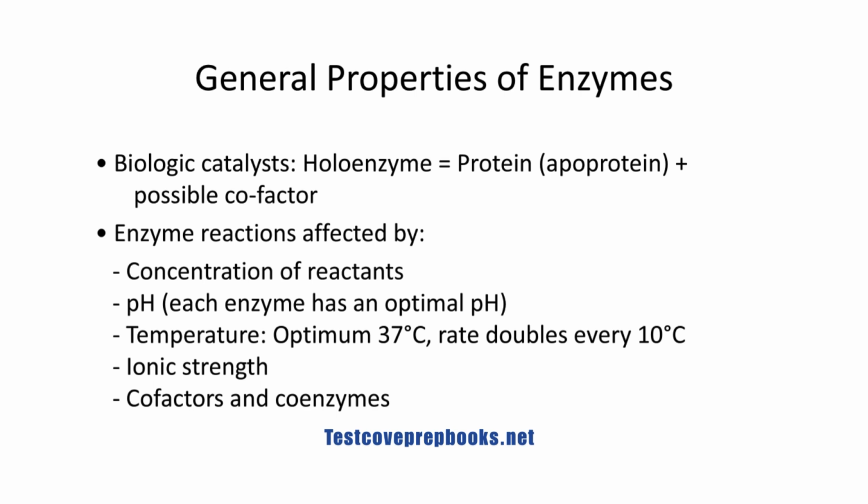These include the concentration of reactants, the pH level, since each enzyme has its own optimal pH, the temperature, with most enzymes working best at 37 degrees Celsius, and the rate approximately doubling for every increase of 10 degrees. Enzyme activity is also affected by ionic strength, as well as the presence of cofactors and coenzymes.